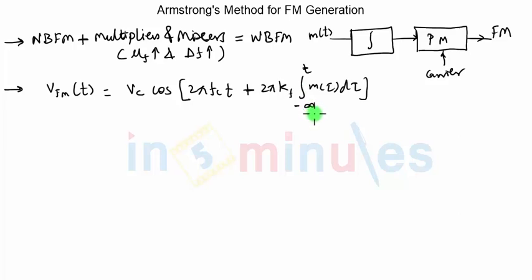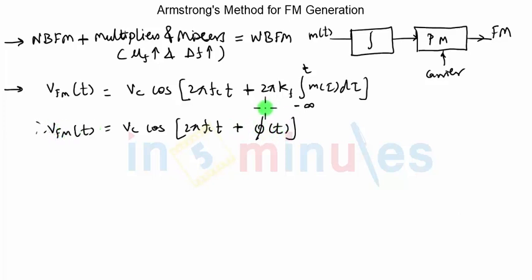For narrowband FM, this phase part will be a very small value. So before we go ahead, let us replace this phase part with, let's say, phi of t. So we have replaced this whole thing, 2 pi kf integration, with phi of t. Whenever we require this expression in the form of m of t, we will bring it back into the picture. As of now, phi of t is this whole thing, 2 pi kf into integration of the modulating signal.